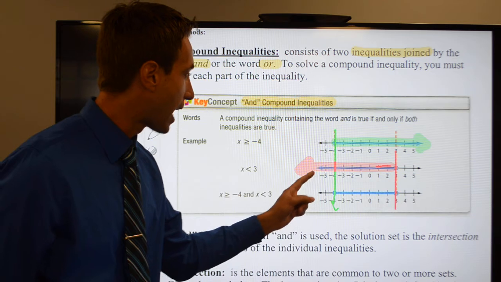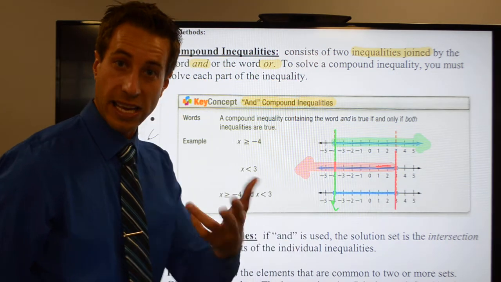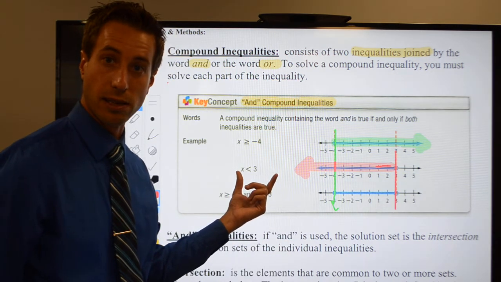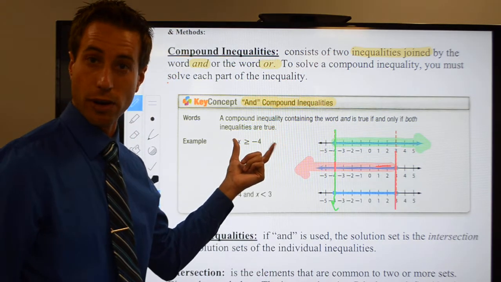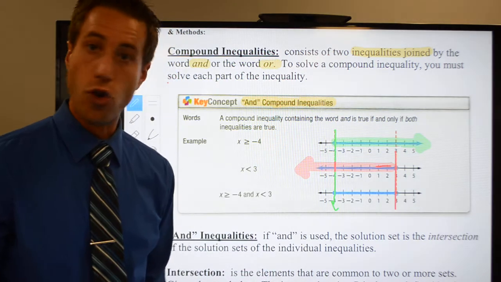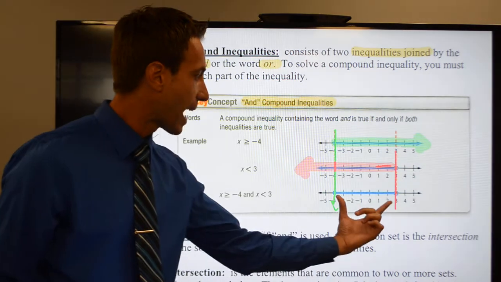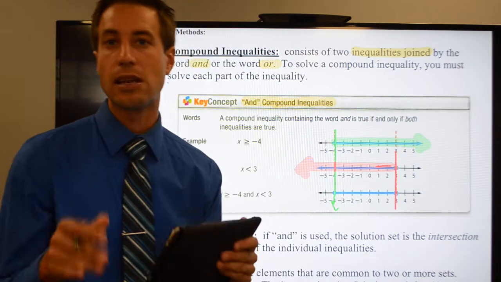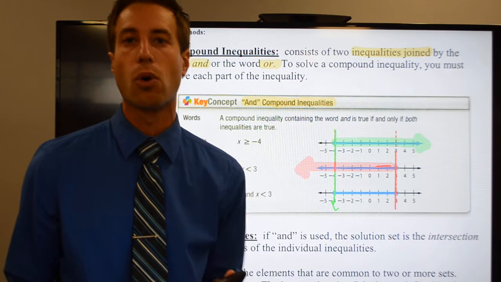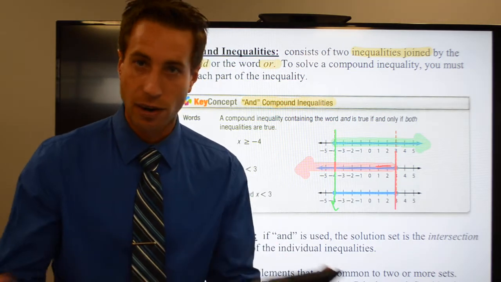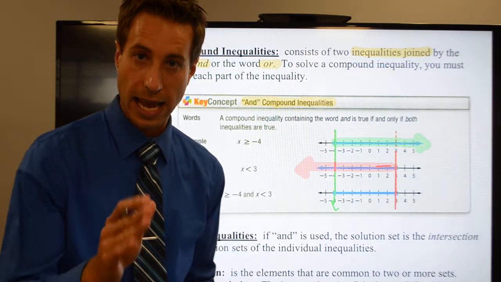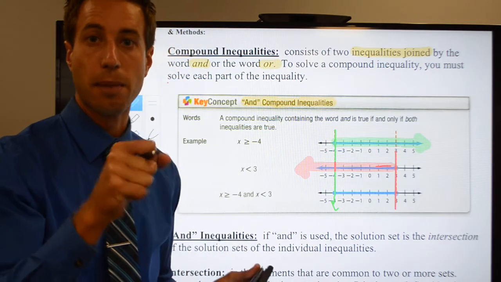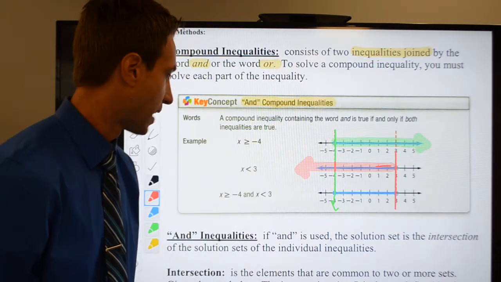Same thing down here. I could choose a -5. Is -5 less than a +3? Yes, it is. But is -5 greater than or equal to a -4? No, it's not. So anything outside of this shaded region is not going to satisfy both inequalities at the same time, and therefore would not be a solution to this and inequality. And means both must be satisfied at the same time.